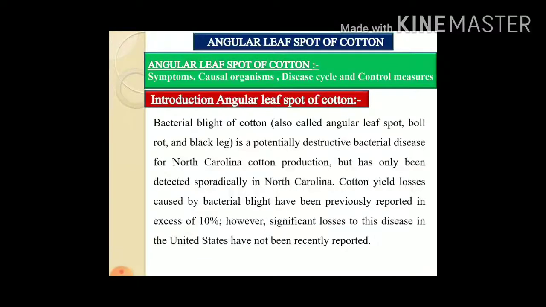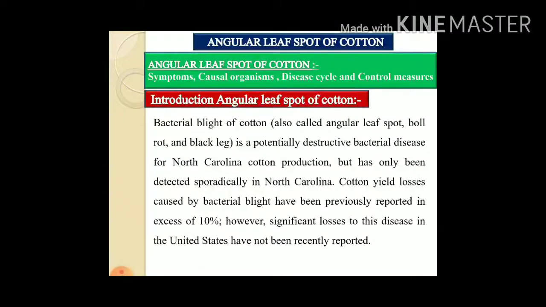We will study the symptoms, causal organism, disease cycle and control measures. We discuss the angular leaf spot of cotton. Firstly, the introduction to the angular leaf spot of cotton, the bacterial blight of cotton.